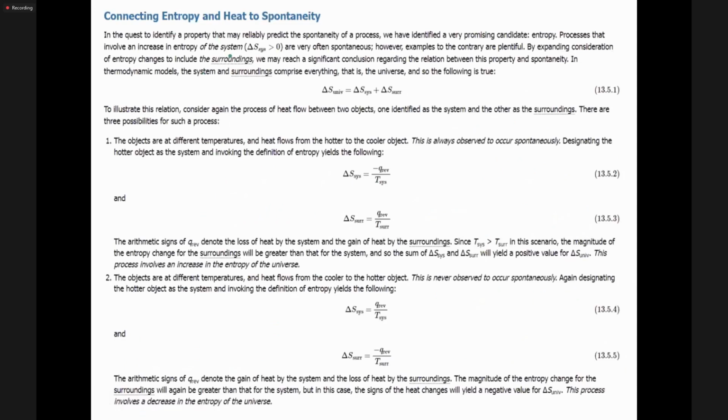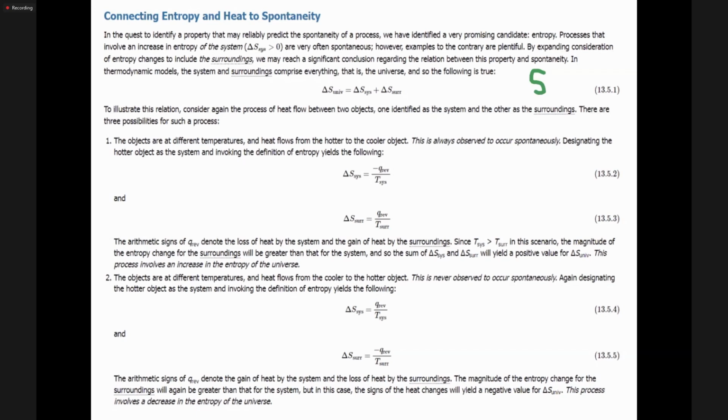In this quest, we have to identify a property that may reliably predict the spontaneity of a process. And that's why we have introduced the thermodynamic function called entropy, denoted by capital S. Processes that involve an increase in the entropy of the system, that means whenever randomness is increased, so delta S system is greater than zero, are very spontaneous. However, there are examples that show the contrary.